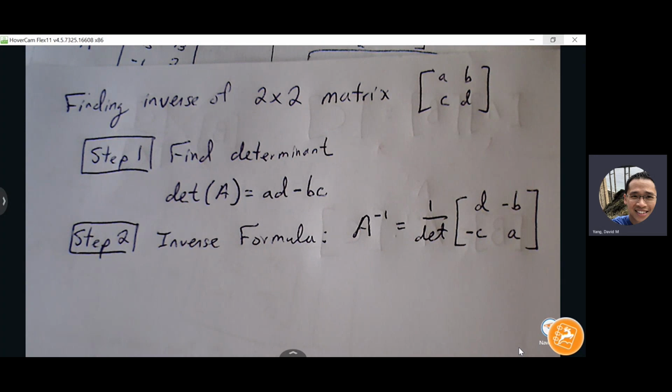You know your inverse is not possible if your determinant is 0. But if it's anything other than 0, your inverse is possible. Can you check it if there's something wrong with my answer? Yes.